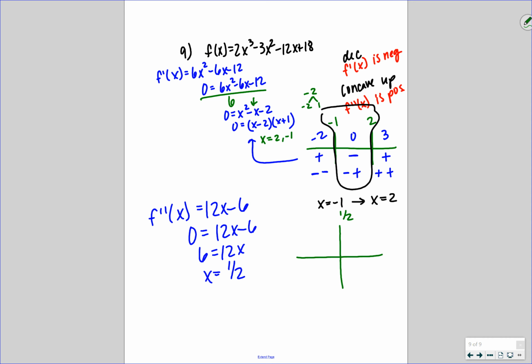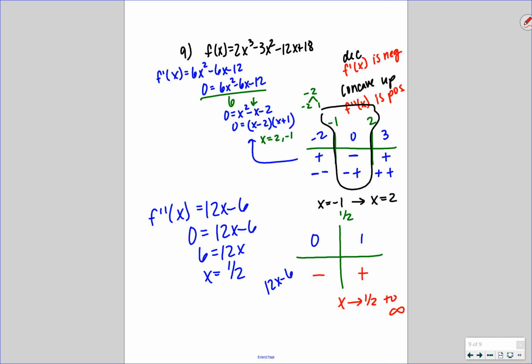1/2. Number smaller: 0. Number bigger: 1. I'm plugging into 12x minus 6. 0 times 12 is 0, minus 6 is a negative number. 1 times 12 is 12, minus 6 is a positive number. So I am looking for concave up. I'm concave up from 1/2 to infinity.